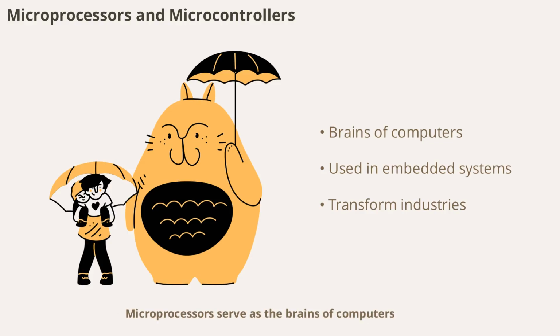Microprocessors and microcontrollers are complex integrated circuits made from millions of semiconductor devices. Microprocessors serve as the brains of computers, while microcontrollers are used in embedded systems like washing machines, cars, and medical devices. Their versatility and power have transformed countless industries.